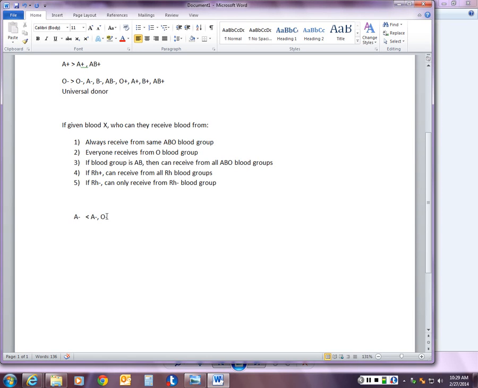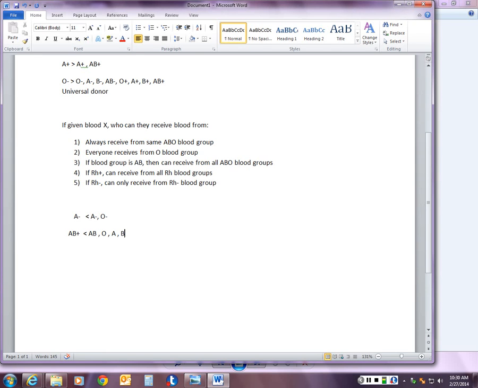One more example to also work out here. We're going to do AB positive. We want to know who they could receive from. Well, first up, always receive from your same ABO blood group. So we put AB there. Everybody receives from O, so we put an O. And if the blood type is AB, which it is, then it receives from all ABO blood groups. So let's go ahead and put down A and B.